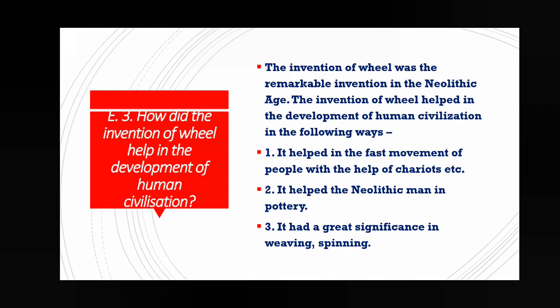E3: how did the invention of the wheel help in the development of human civilization? The wheel was invented in the Neolithic age, so let us find out. It helped in the movement of people with the help of chariots, etc. That means it helped in transportation. Before that, people were moving on their own feet, and that's why it was very slow. But after the invention of the wheel, the movement of people became fast.